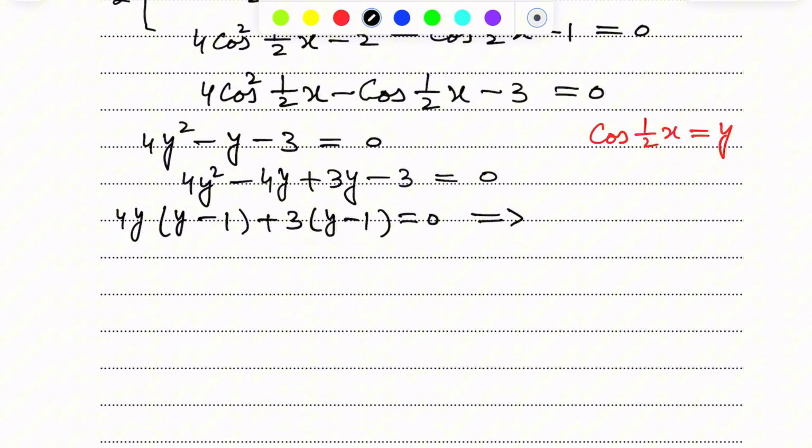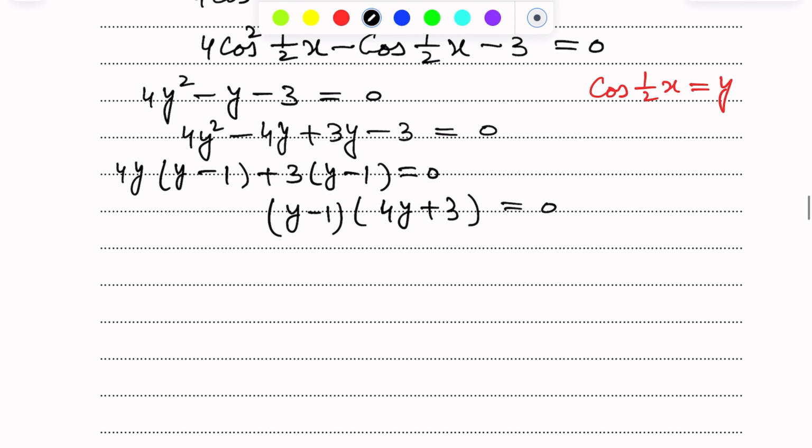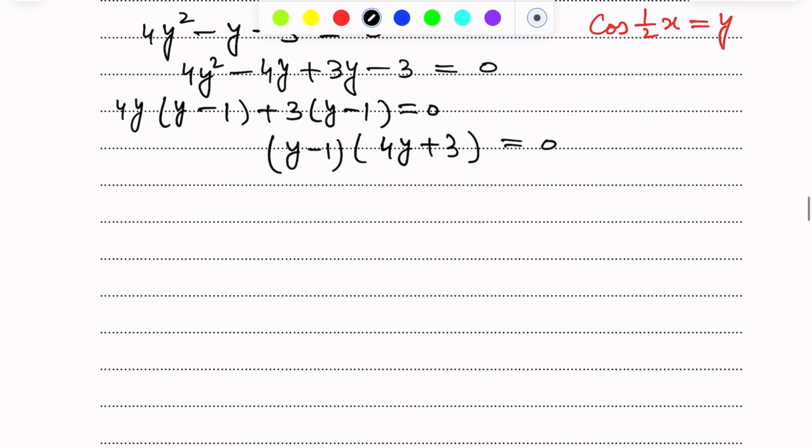So we get two factors, (y minus 1) into (4y plus 3) is equal to 0. Now both factors can be 0. y minus 1 is equal to 0, y is equal to 1. 4y plus 3 is equal to 0, y is equal to minus 3 over 4. So we get y is equal to 1 and y is equal to minus 3 over 4.